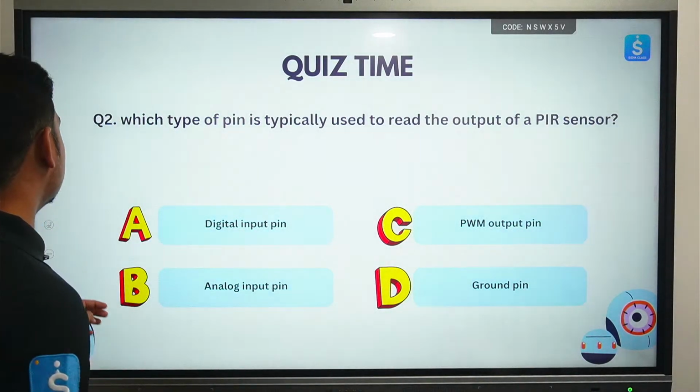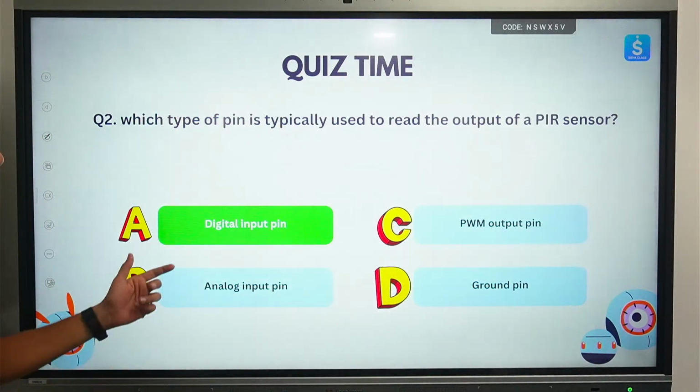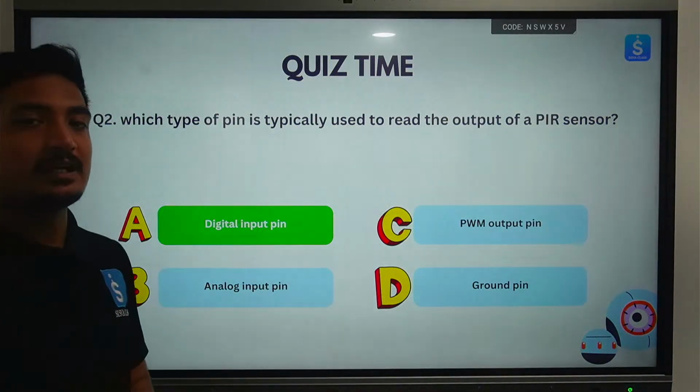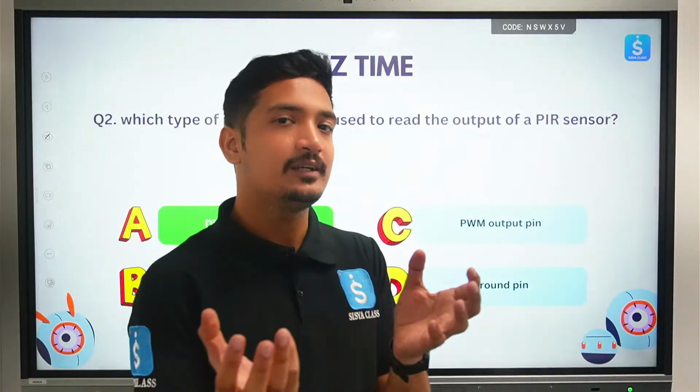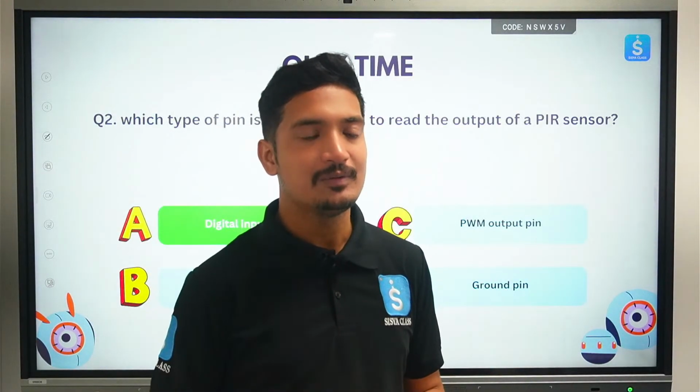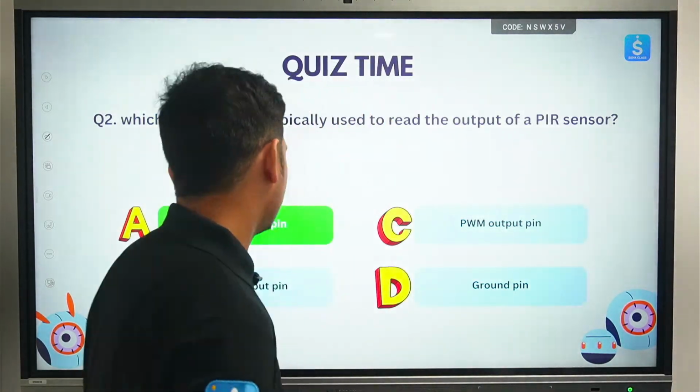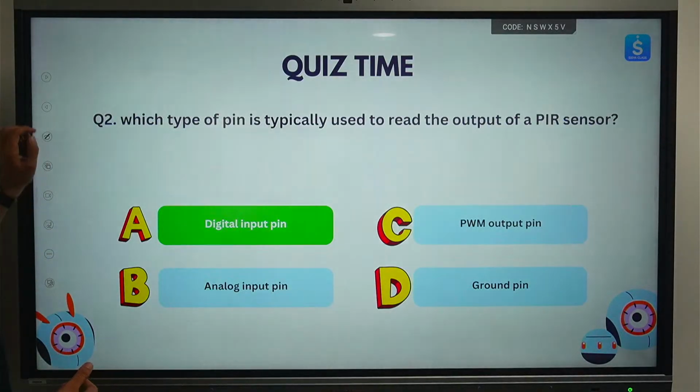Well, I can see a lot of answers coming in. Let's see the correct answer. Yes, digital input pin is the pin that we are going to use to get the output from the PIR sensor in the Arduino board. So digital input pin is the answer.